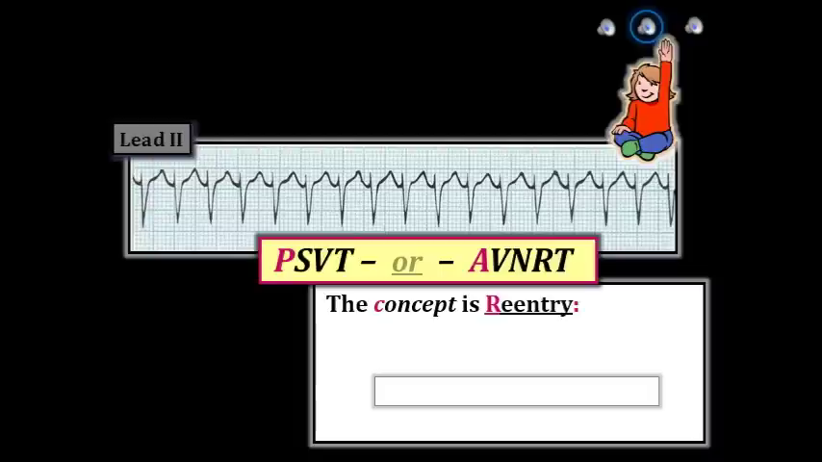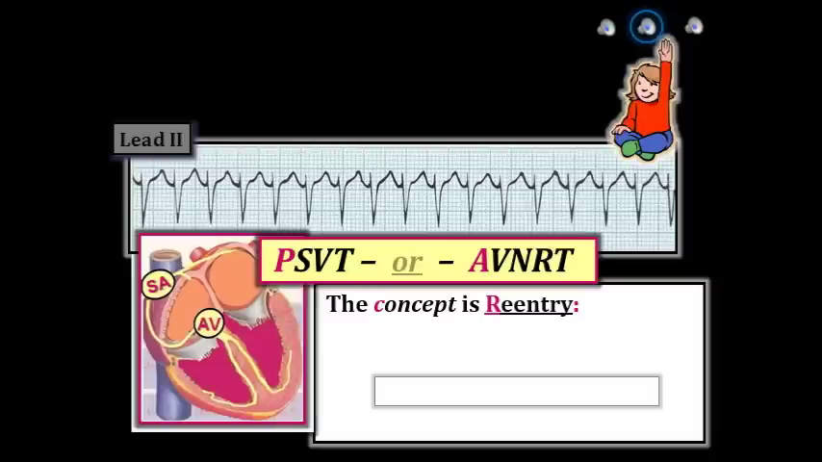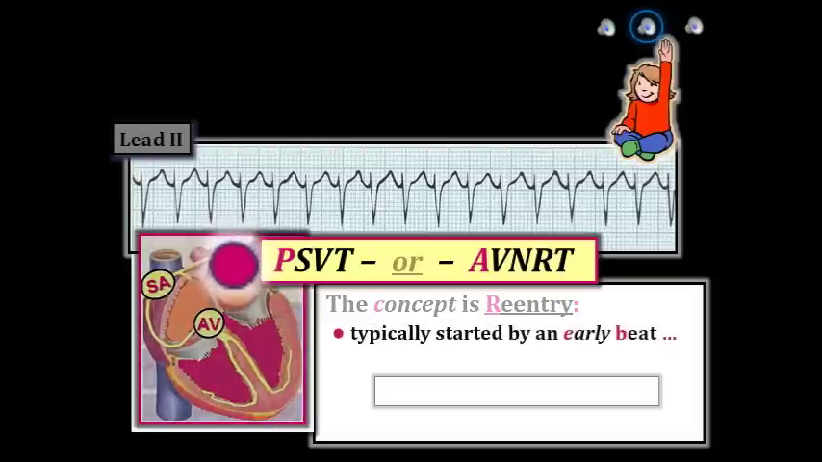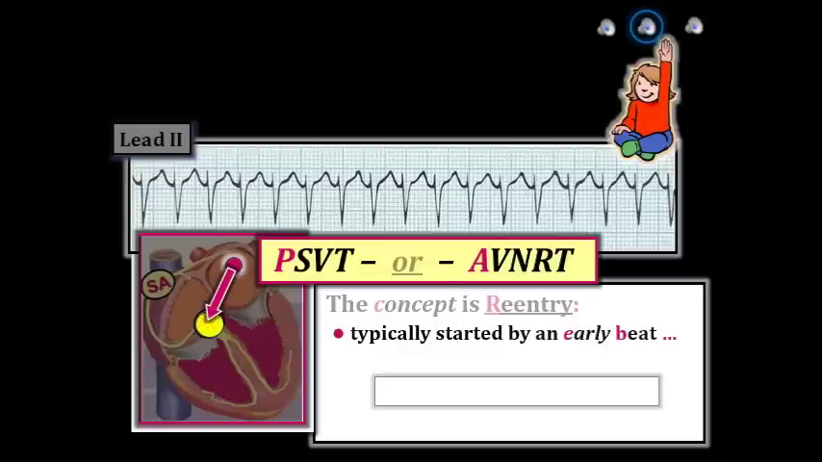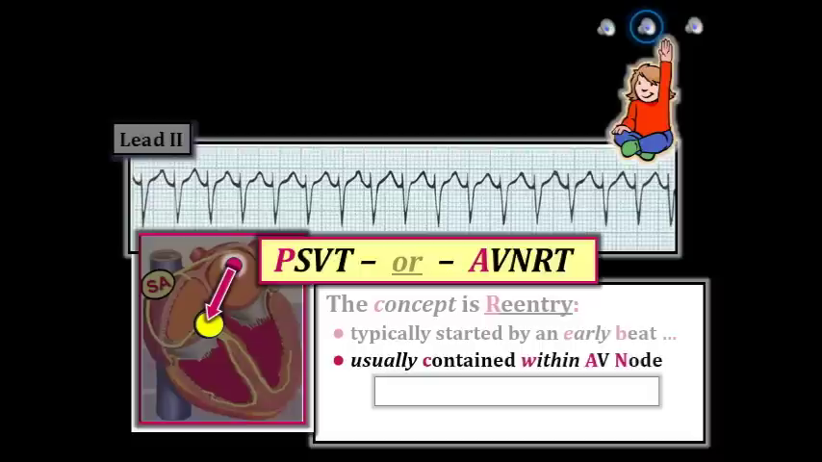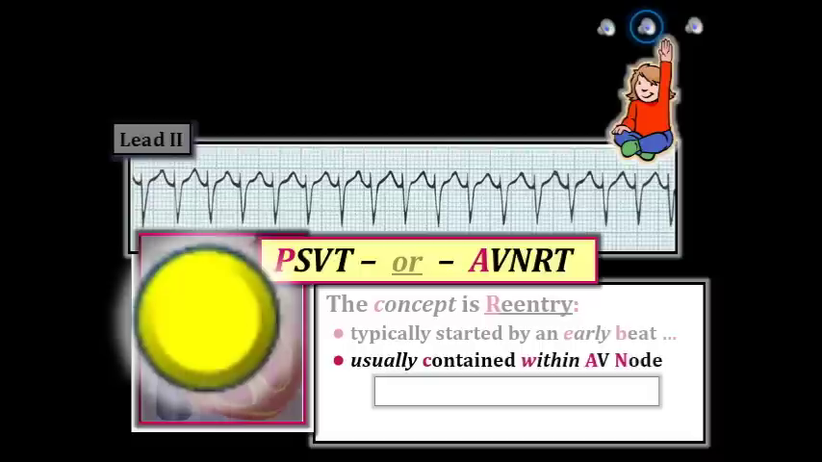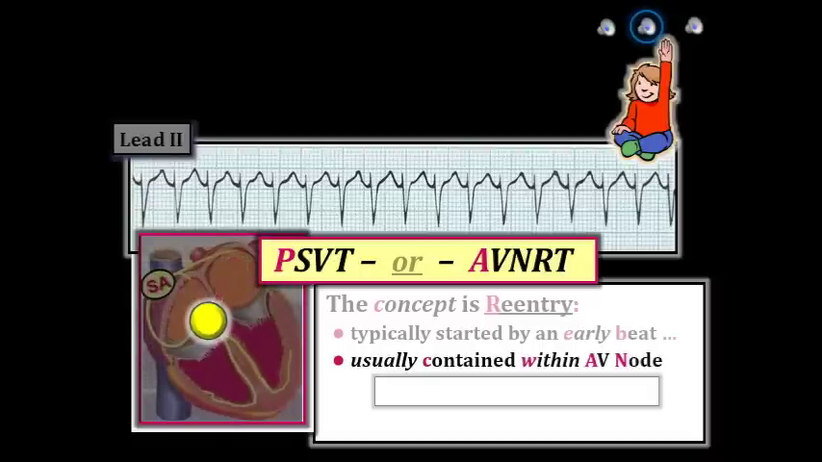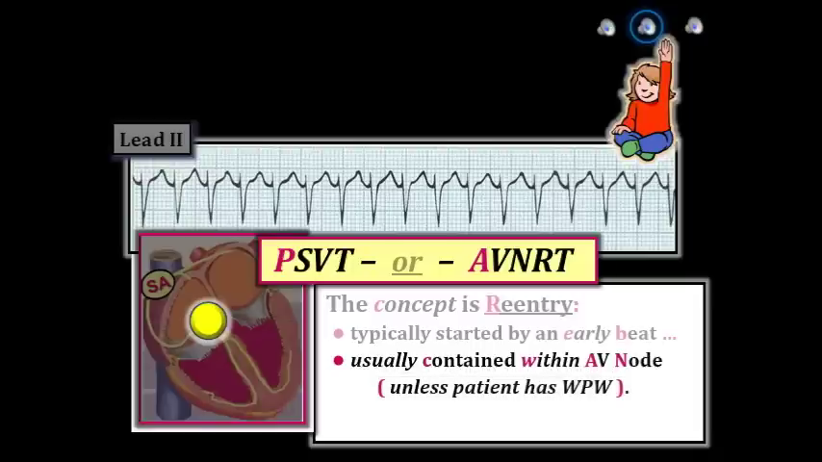Most often, reentry is started by a premature beat, typically a PAC. This premature atrial impulse is conducted to the AV node, where, if conditions are just right, a reentry circuit may be set off. The reentry cycle is usually contained within the AV node, unless the patient has WPW, in which case a portion of the reentry circuit is conducted over the accessory pathway.